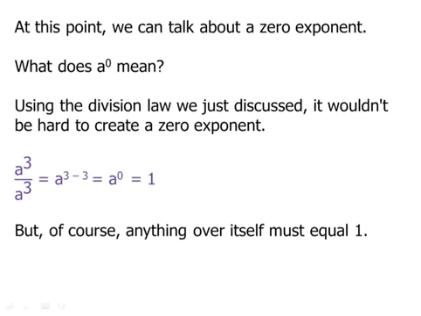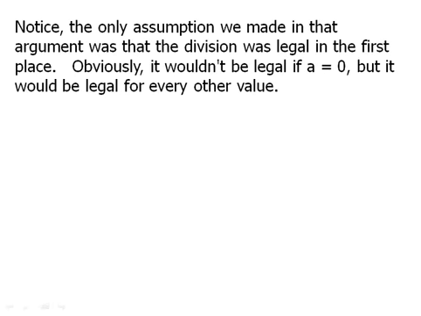Now, is this law always true? Notice the only assumption we made in that argument was that the division was legal in the first place. Obviously, it wouldn't be legal if a equals 0, but it would be legal for every other value. So we can say if a is unequal to 0, then a to the 0 equals 1. And as far as what happens with 0 to the 0, don't worry about that. That's something we get into in more advanced areas of mathematics. You do not need to worry about that for the test. But you do need to know that for anything other than 0, raising it to the 0 power is equal to 1.